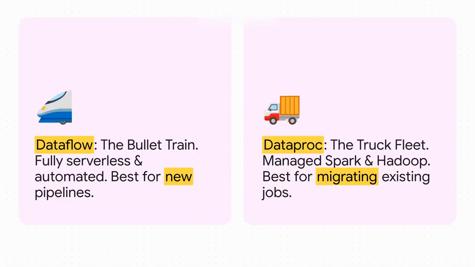Now, this next one is the big face-off. This is probably the choice people struggle with the most. For heavy-duty data processing, Dataflow versus Dataproc, the bullet train versus the truck fleet. And the choice gets a lot clearer when you look at what's under the hood. Dataflow is all about Apache Beam. It has this really elegant way of handling both batch jobs and live streaming data in one unified model, which is incredible for brand new pipelines. Dataproc, on the other hand, was built for one thing, to run the Spark and Hadoop jobs you already have. So for migrations, it's a no-brainer. You go with Dataproc.